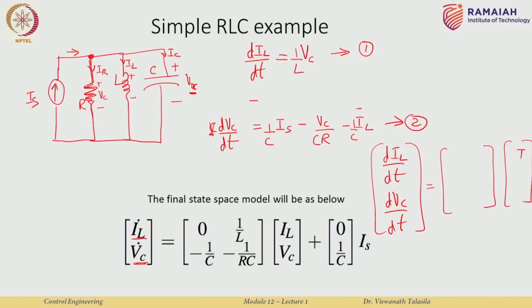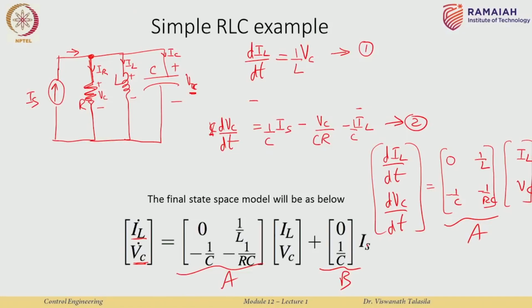And now we write down the A matrix and then the state vector. The state vector here is just IL and Vc, and I just have to fill in the elements of the matrix. dIL by dt is only a function of Vc with the 1 over L, and for dVc by dt you simply fill in these two terms over here. So, this is your A matrix, this is your B matrix, this is the input. This is how the final state space model will look.